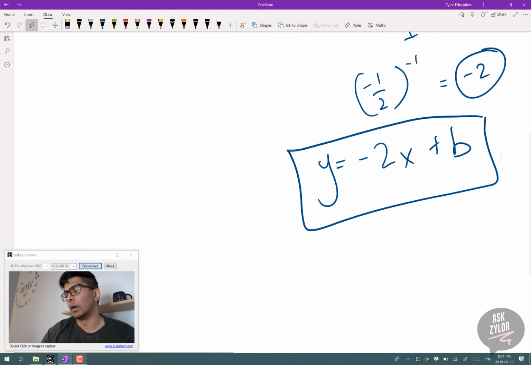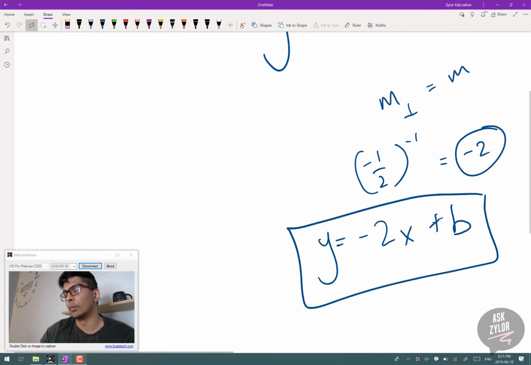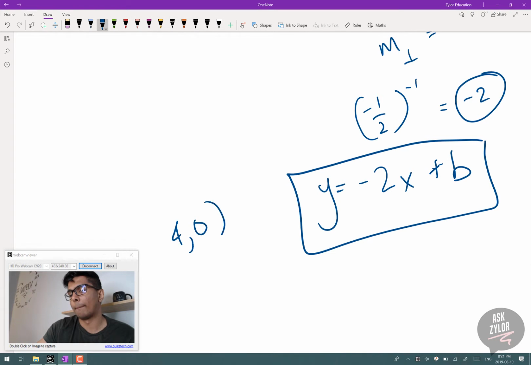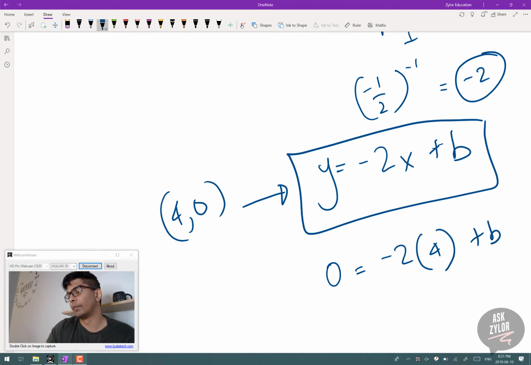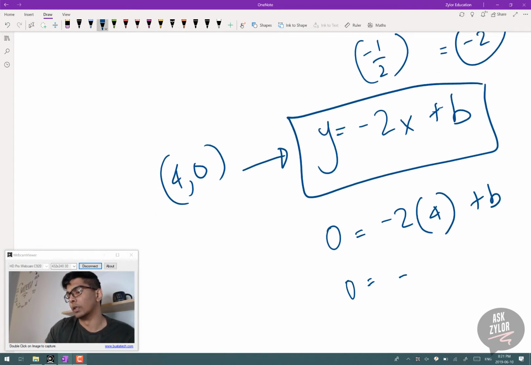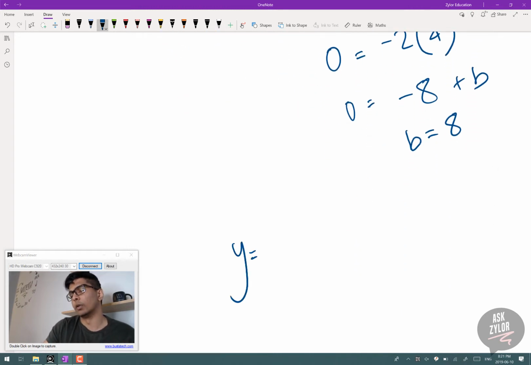So I've come up with an equation, but I'm still missing the y-intercept. They've given us a point which is (4, 0). So what we could do to find the y-intercept is just sub that point in. So I have 0 is equal to -2 times 4 plus b. So 0 is equal to -8 plus b. B is equal to 8. So my final equation ends up being y is equal to -2x plus 8.